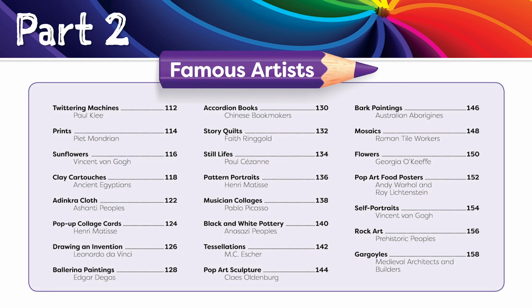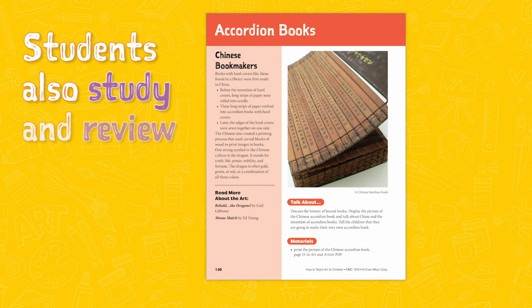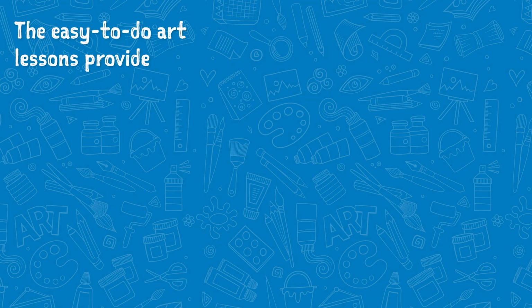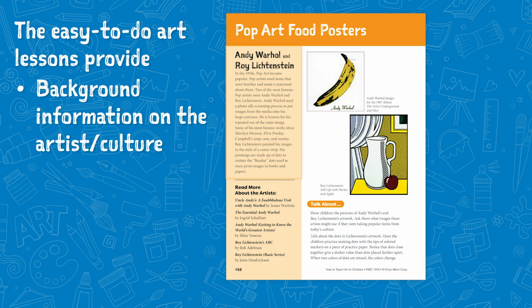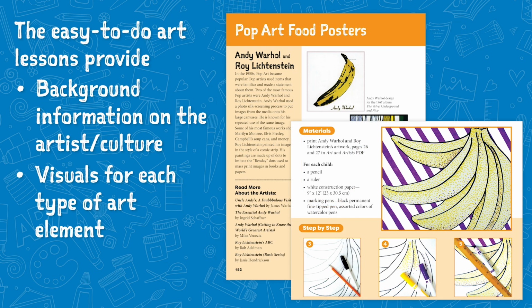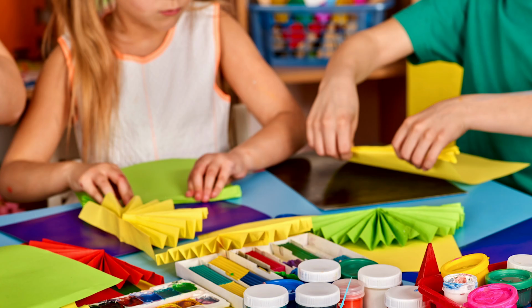Part 2 teaches students how famous artists use the 7 elements of art. Students also study and review ancient and cultural art techniques. The easy-to-do art lessons provide background information on the artist and culture, and visuals for each type of art element.